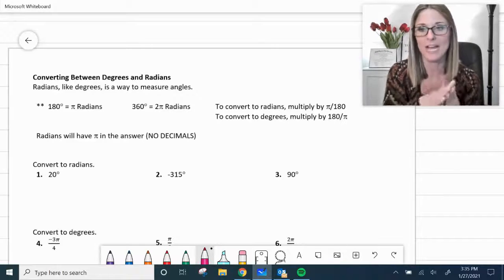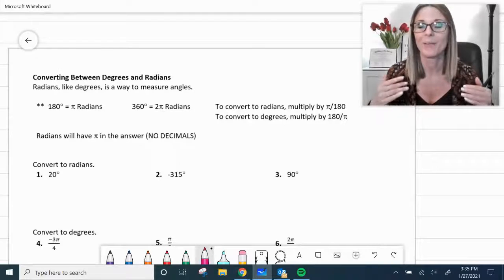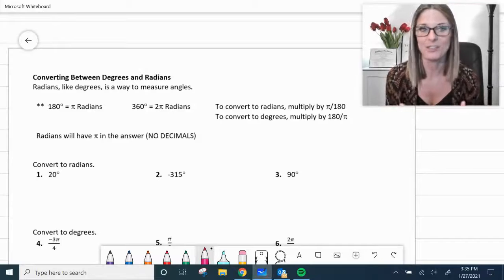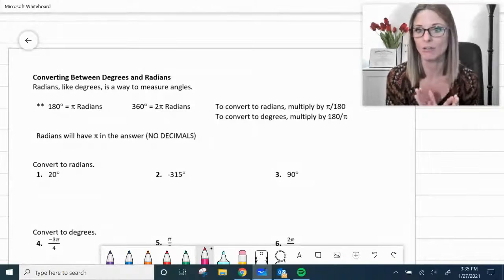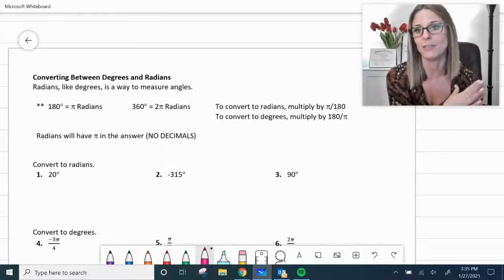Same thing is true for angles. You've grown up your whole life thinking angles are measured by degrees, end of story. Well, there's actually another unit of measure for angles called radians. We're going to start digging into radians. For this first lesson, we're just going to be converting degrees to radians or radians to degrees. It's like changing feet to meters or meters to feet.